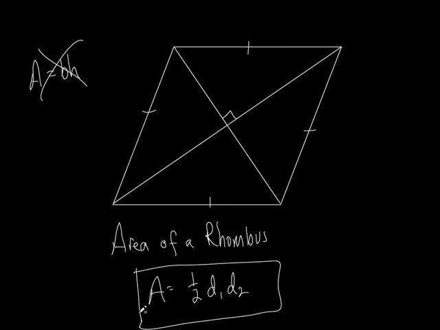Okay, that's all we'll say about that. That's the area of a rhombus. That's kind of nice, isn't it? You've got two different figures with the same exact formula. So that's nice. It's less that we have to remember.